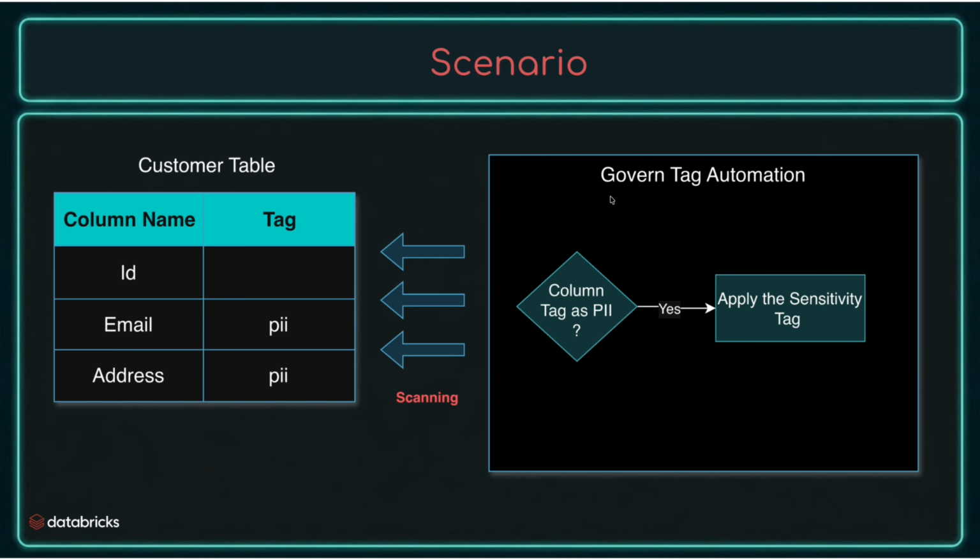So for that, I'm going to use governed tag automation. And in this case, I will cover all the tables in Unity Catalog. If any of these tables have columns tagged as PII, all of these tables will be tagged as sensitivity. So that is the scenario that we are going to cover. Let's jump into the demo.